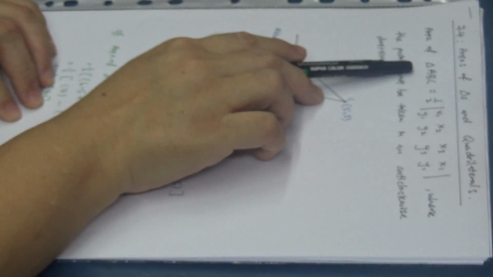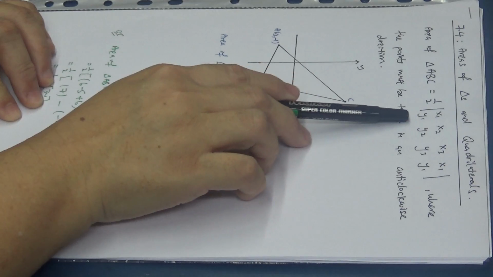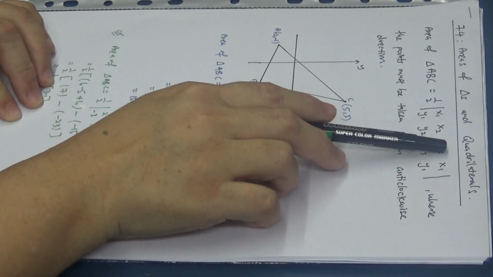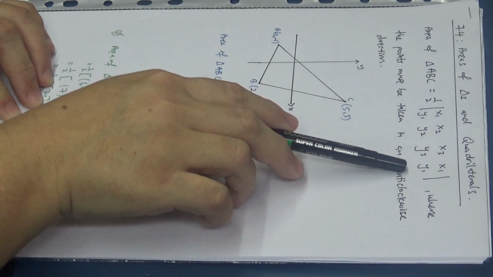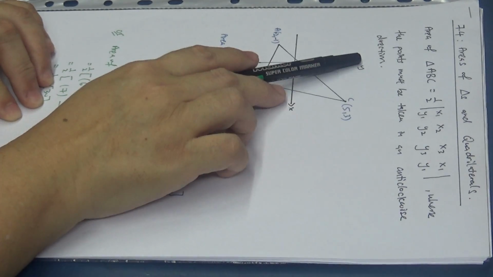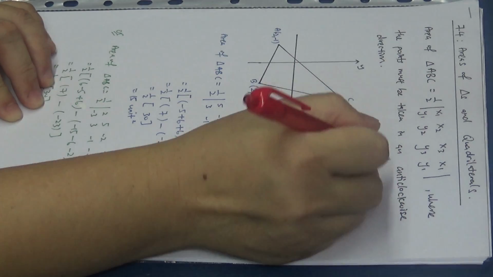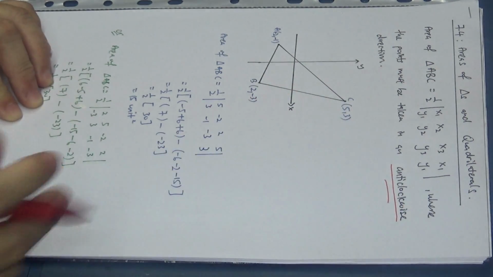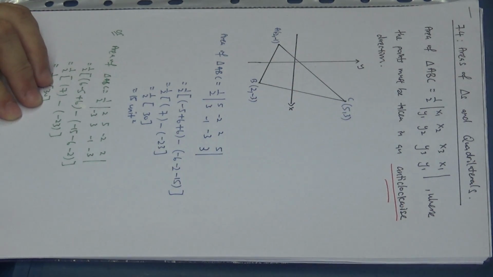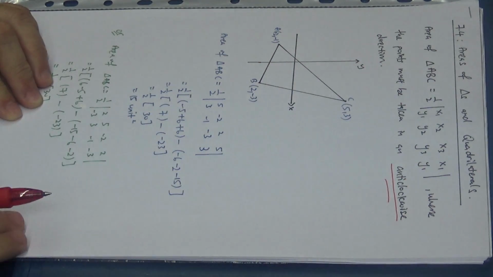An area of triangle ABC is half. You write the first coordinate here, second coordinate, third, and then you go back to the first, where the points must be taken in an anti-clockwise direction. Note that it is very important that the points are taken in an anti-clockwise direction. Otherwise, this formula does not work. Now, these two lines are just symbols, so you just have to write it down.